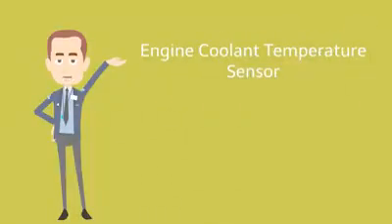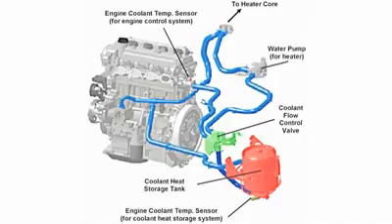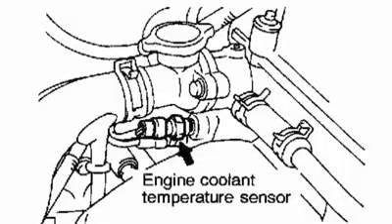Engine coolant temperature sensor. Its function is to instruct the radiator fan to turn on and cool down the liquid after the temperature gets above 75 degrees. It is usually located at the bottom of the radiator or the top radiator hose towards the engine block.